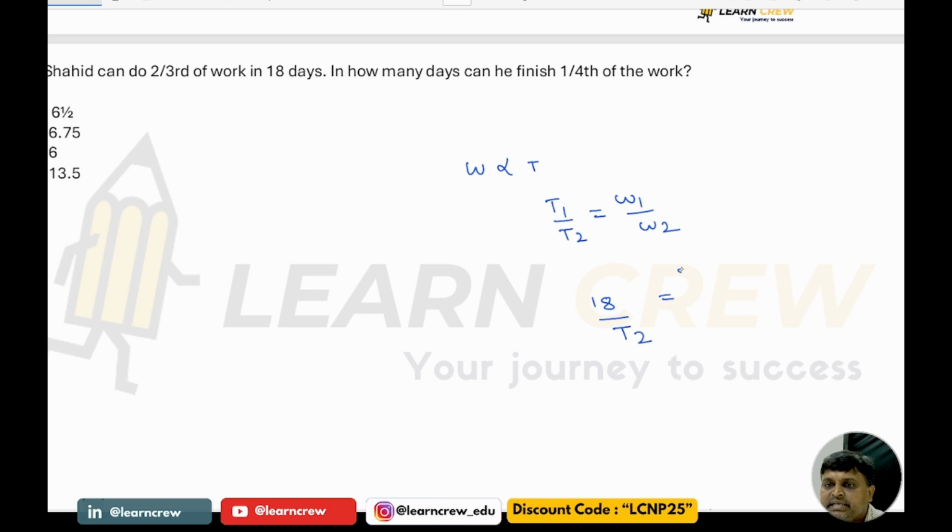The first work is 2/3. Then next work is 1/4. 2/3 by 1/4 is nothing but 8 by 3. Am I correct? 18 by T2 is equal to 8 by 3. So T2 is equal to 27 by 4. 27 by 4 means how much? 6.75 days. I hope it is clear.